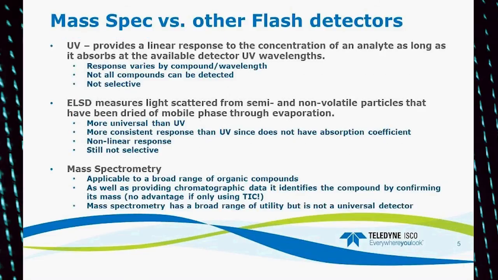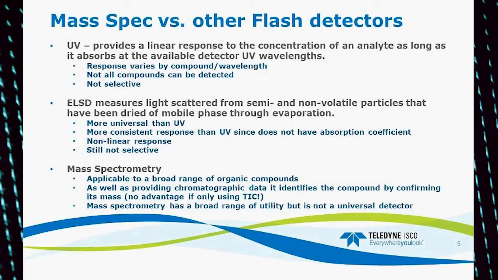Just a little bit of a comparison of what you can get from a mass spectrometer versus other flash detectors. Obviously with UV, the response varies by compound and the wavelength that you've selected. Not all compounds can be detected by UV. If it's a saturated compound, there's no UV chromophore. And at the same time, it's not selective, from the standpoint that any compound that has a conjugation of double bonds that produces a UV signal in the wavelength that you're monitoring will be seen. Therefore you cannot separate compounds based upon the UV and do very much identification. You can do some, but not a significant extent.